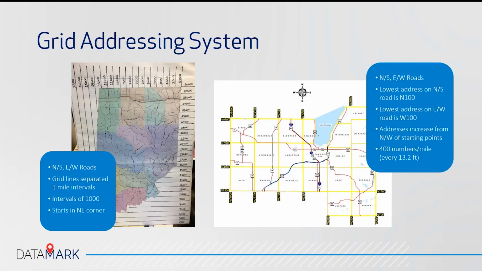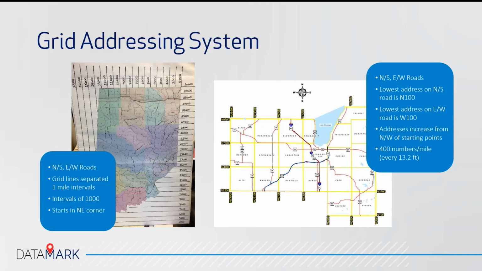A grid addressing system. The grid on the left was actually provided to me by a client a long time ago. The addressing starts in the northeast corner. You see where it has all those zeros? That's where their addressing system starts. As you increase going out from that 00 point, the numbers will increase as well. And you see that those numbers are much larger. Those lines are intervals of 1,000, and the lines are separated by 1 mile intervals.